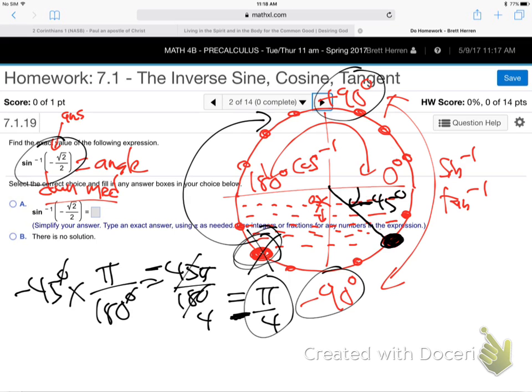And I always say it's the restrictions. It's the restrictions on those inverse trig functions. So want to remember, sine inverse and tangent inverse are restricted negative 90 to positive 90, and cosine inverse between 0 and 180. It's one of the weird little things, one of the weirdest in trigonometry, those restrictions on the inverse trig functions. Okay, so we good?